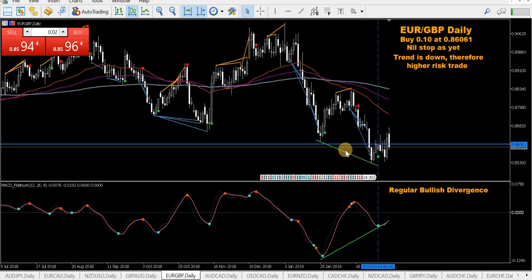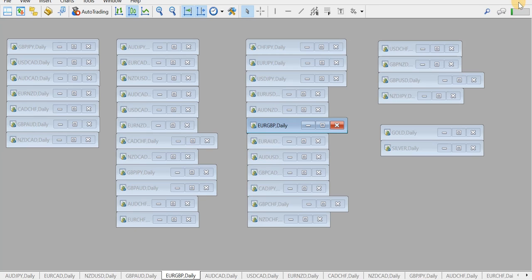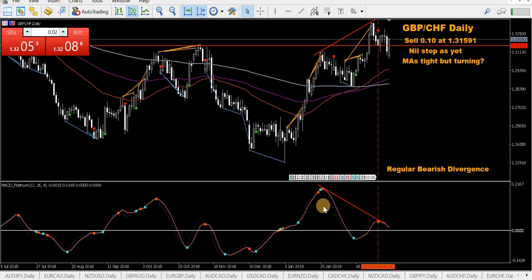Now we've got the euro pound. Yeah, one I took a buy here. Went against me initially, come down near the lows, and then shot up on Friday nicely, and today's going the other way again. So we're still in it, and we're down a few pips at the moment. So that's the euro pound. Like I said, a lot of correlation on these pound pairs and yen pairs.